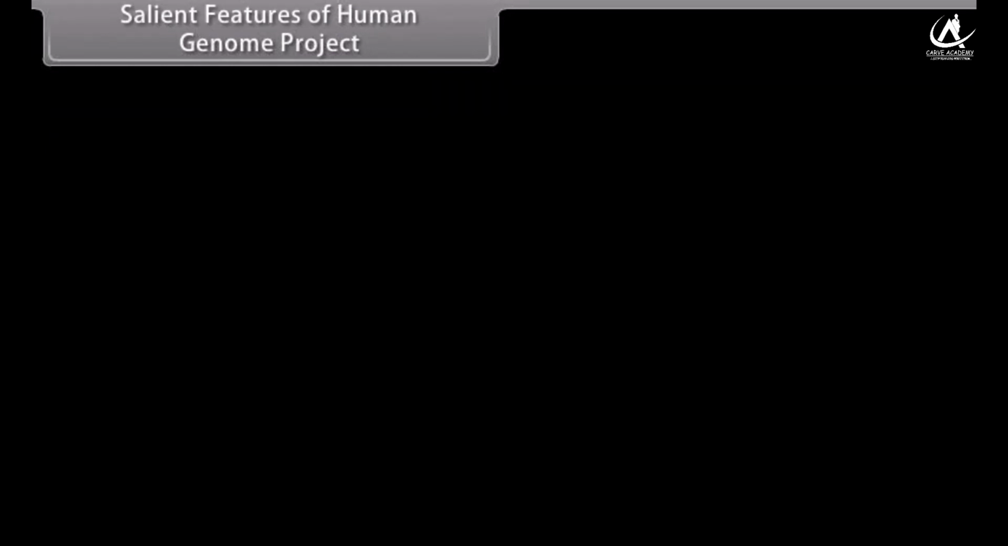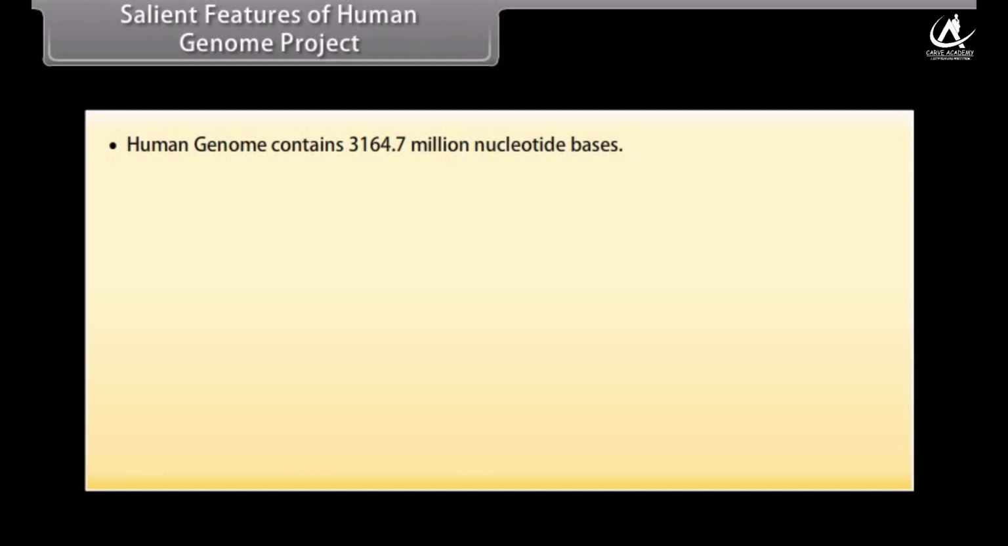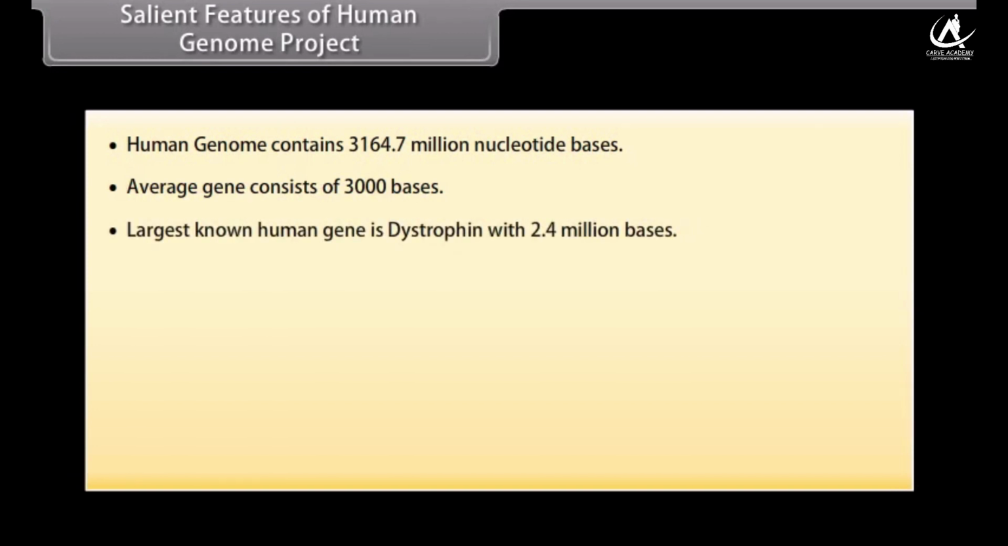Salient features of Human Genome Project. Human genome contains 3,164.7 million nucleotide bases. Average gene consists of 3,000 bases. Largest known human gene is dystrophin with 2.4 million bases.